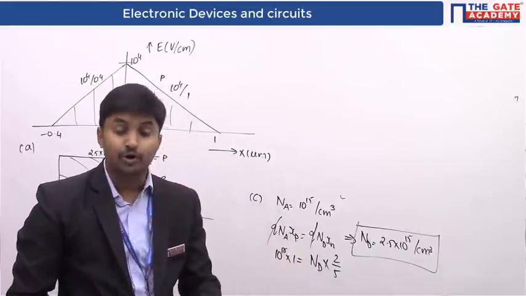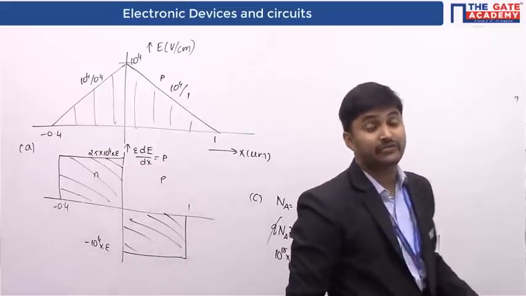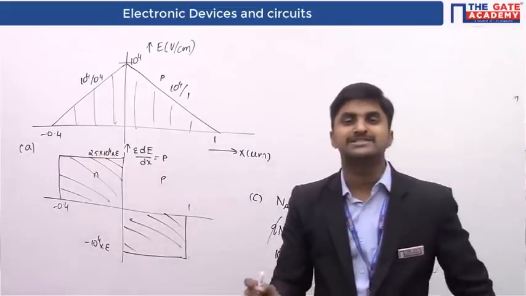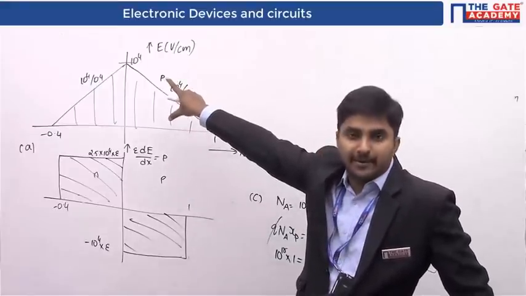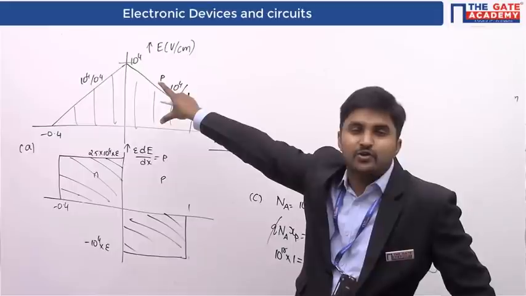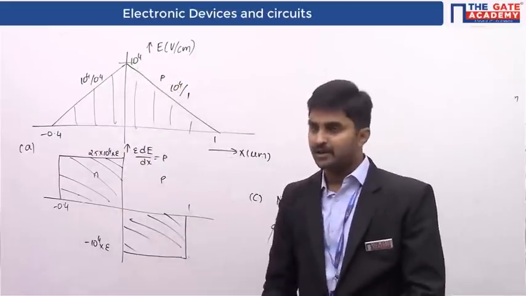Now let us go for the fourth part of the question, which is the peak electric field under equilibrium. You have to find the peak electric field under equilibrium. Under equilibrium means under no bias. It is already given to be 10 power 4. The value of the peak electric field is already given. You can see the maximum value is going to be equal to 10 power 4.